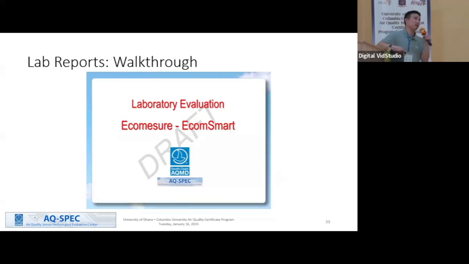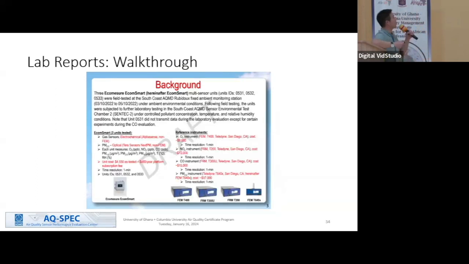You have a cover page and background information about the past life of this sensor. It was deployed in the field from that day, because we want to be upfront that they went through the harshness of being in the field, and so they're a little dirty and aged. When we bring them to the lab, there might be a little bit of that aging effect on them.